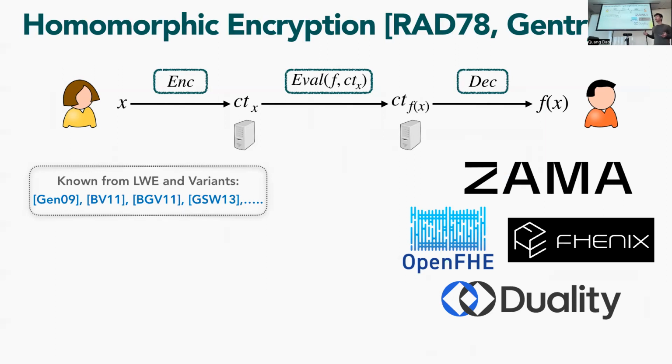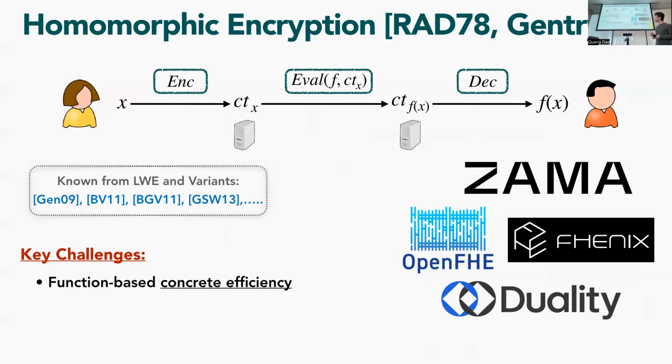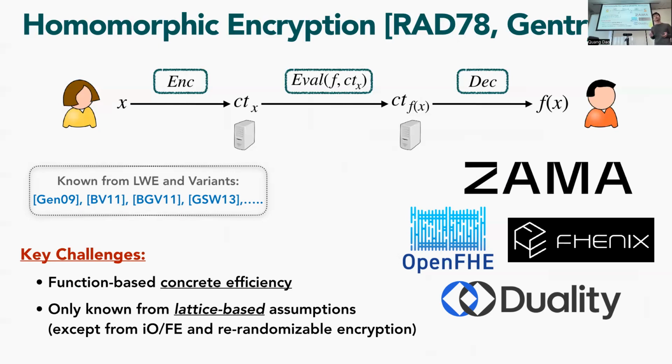However, with over a decade of work, there are still two fundamental limitations of FHE. The first is that we don't have a good way to exploit the simplicity of the function class in several scenarios. If the function that we're computing is very simple, we don't know of a good way to make FHE more efficient based on those classes. And secondly, FHE is only known from lattice-based assumptions, except for very contrived and galactic constructions based on iO and re-randomizable encryption. So could we address these key challenges?